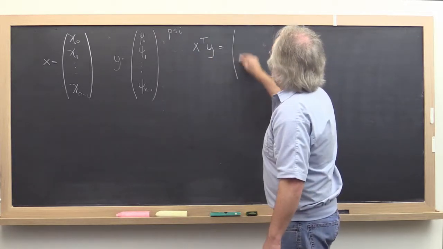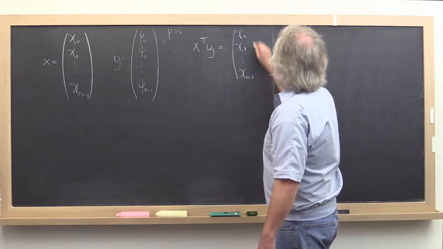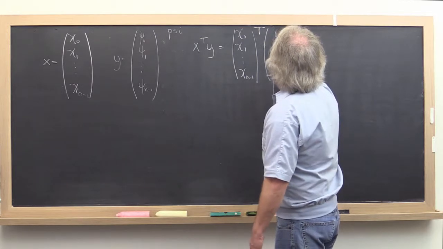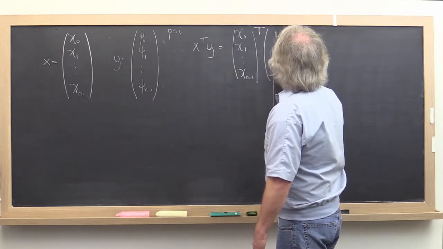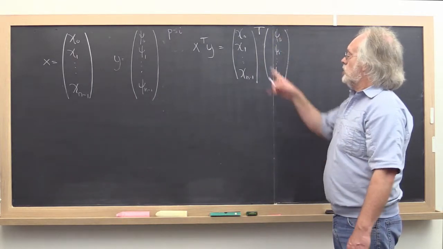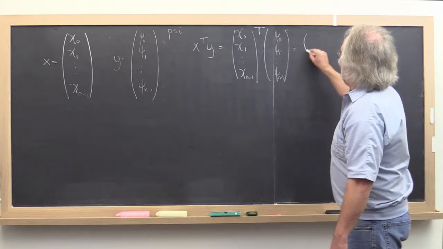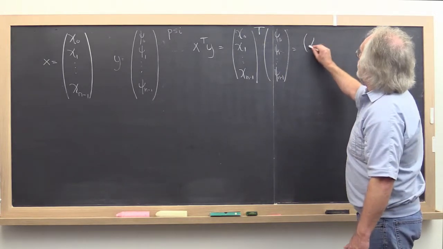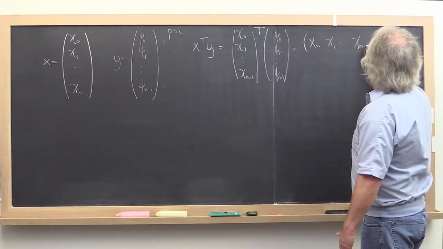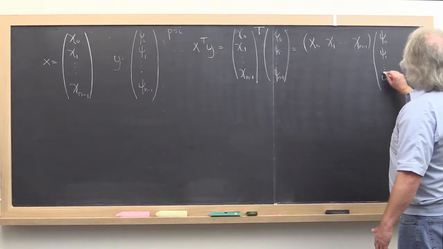X then would be written as chi0, chi1 through chi n minus 1 transpose times psi0, psi1 through psi n minus 1. Now, what happens when you take a matrix and you transpose it? The column vector then becomes a row vector. Chi0, chi1 through chi n minus 1 times psi0, psi1 through psi n minus 1.